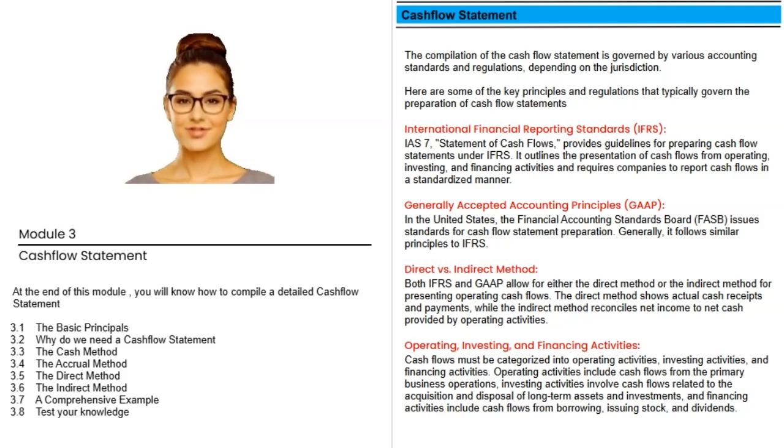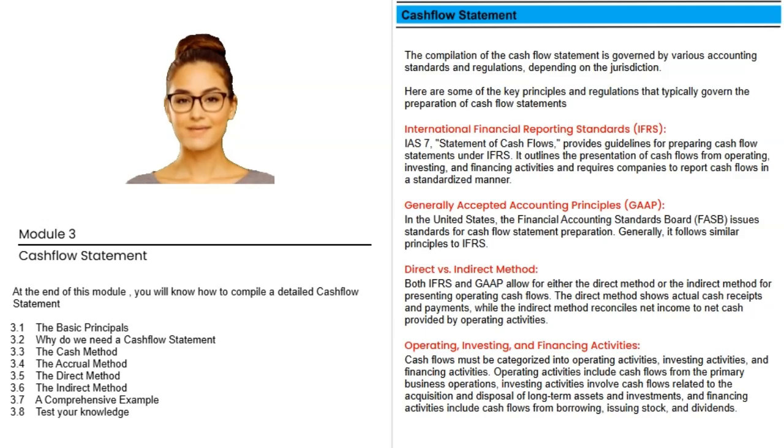The direct method shows actual cash receipts and payments, while the indirect method reconciles net income to net cash provided by operating activities. While both are ways of calculating your net cash flow from operating activities, the main distinction is the starting point and types of calculations each uses. The indirect method begins with your net income. Alternatively, the direct method begins with the cash amounts received and paid out by your business.